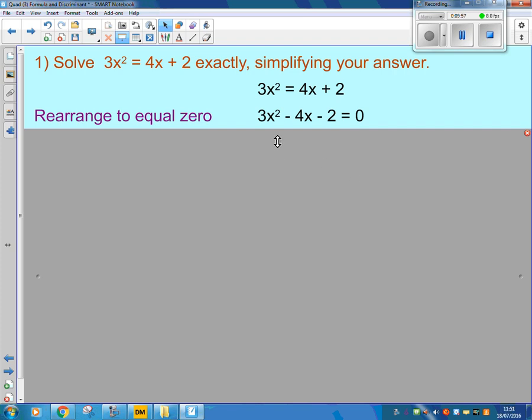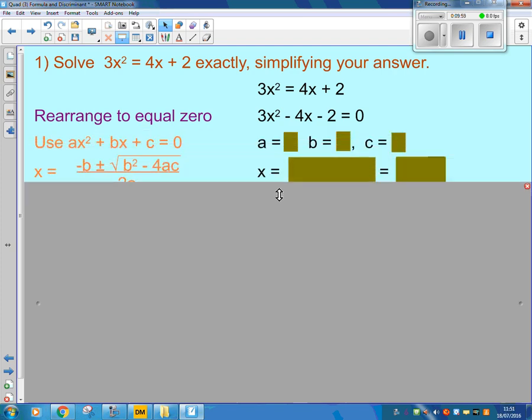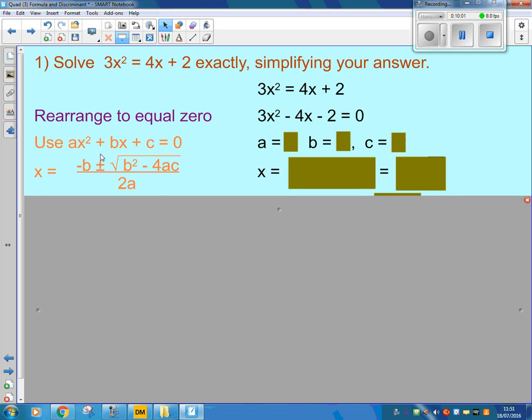So it's easiest to do this by the formula. So there's our formula. Let's slot everything in. A is the coefficient of x squared, it's 3. B is the coefficient of x, so it's minus 4. And C is minus 2.